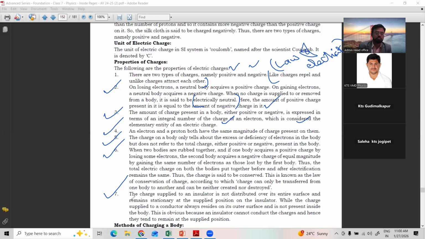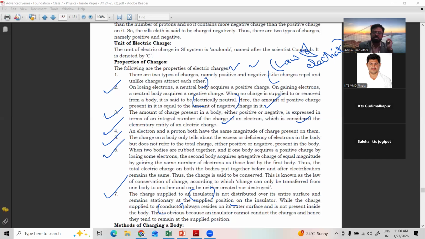And the last point: the charge supplied to an insulator. I'll tell you what an insulator is as we come across it. An insulator does not allow current to pass; the charge is not distributed over its entire surface but remains stationary at the applied position on the insulator, while the charge supplied to a conductor always resides on the outer surface, not inside the body. This is obvious because an insulator cannot conduct charges, and hence they tend to remain at the supplied position.